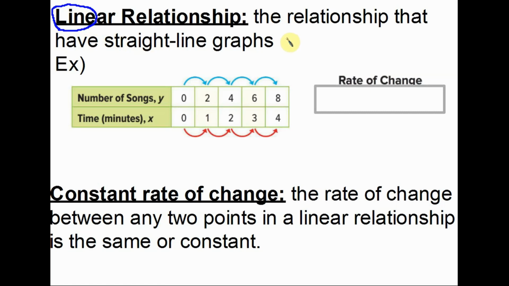In order to prove it's going to be a linear relationship, you will be using what we call constant rate of change. The constant rate of change is the rate of change between any 2 points in a linear relationship that is the same or constant. So for example, look into this table where the y is representing a number of songs, where x is representing times in minutes. Let me look into the y values to begin with.